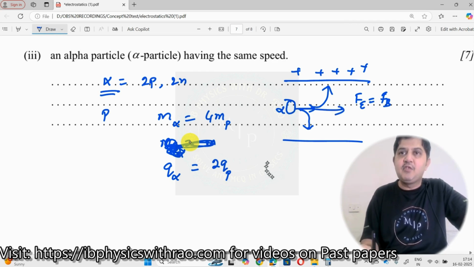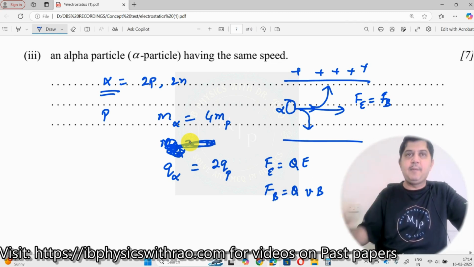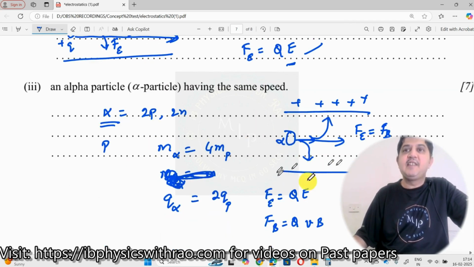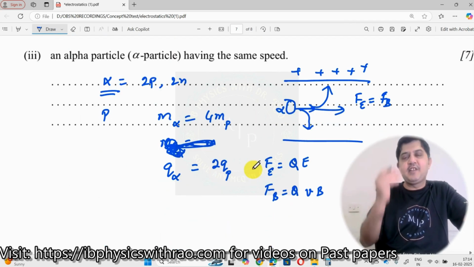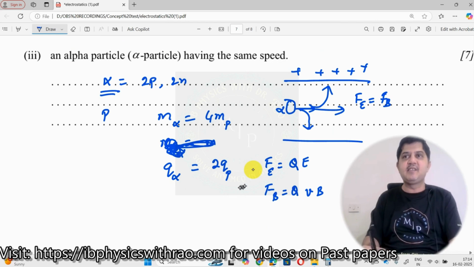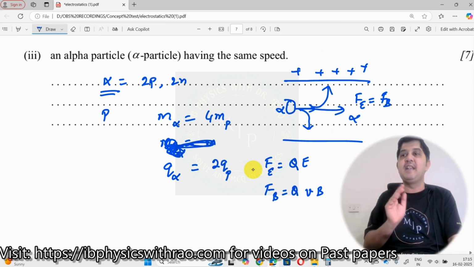Why is it equal? Because Fe is given by Q times E and Fb is given by Q times V into B. So once again, this means scaled up. In the previous one, there was no scaling up. Here it's only the change in the sign of the charge. But here it is getting scaled up over here. So as a result of it, both of them are getting scaled up with the same value, and as a result of it, the alpha particle will still move in the same direction undeflected.